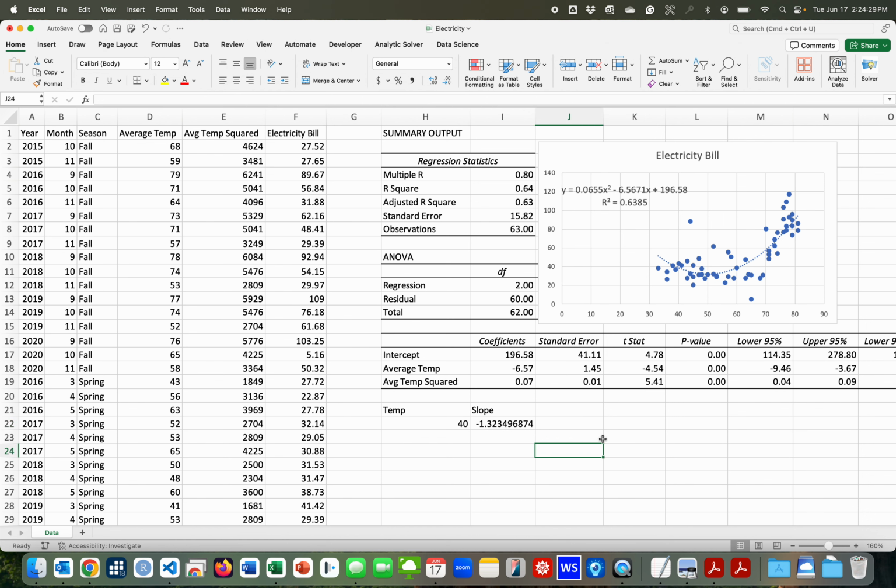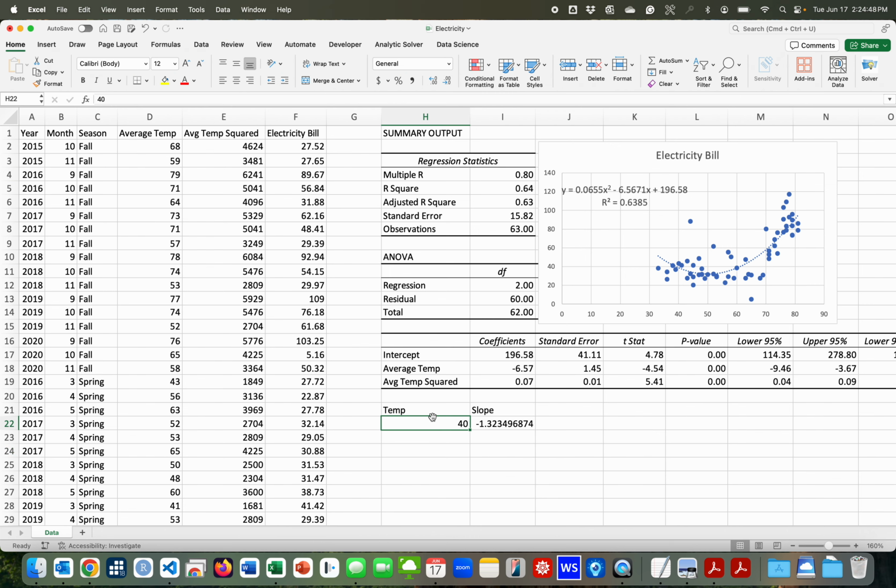So this tells us if it's 40 degrees outside and the temperature increases by 1 degree, we expect the utility bill to decrease by $1.32. So the electricity bill actually goes down when temperature increases when it's 40 degrees.